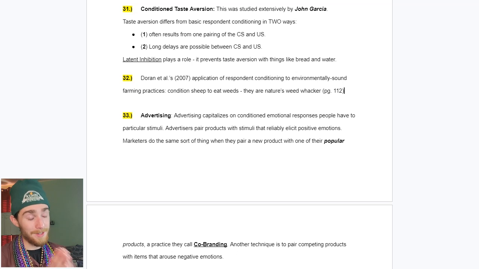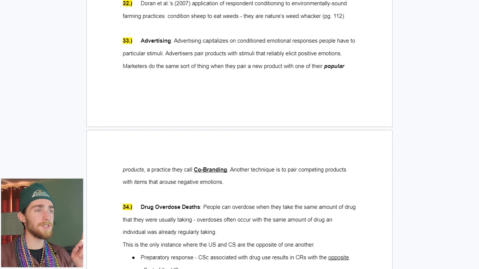Application of respondent conditioning for environmentally sound farming practices. That's the sheep weed whacker from Duran. Just two more points to cover.